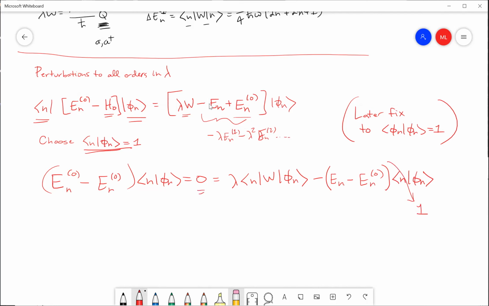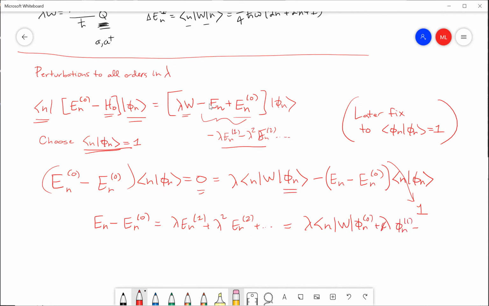So what does it mean? I can just put this over on the other side, and what I'll get is En minus En0 on one side. And what is that anyway? Well, I told you that that's the rest of the series. That's like the lambda En1 plus lambda squared En2. That's like the rest of the Taylor series. That's all equal to lambda ⟨n|W|, and then this is the corrected state. And what's that? That's like the Taylor series of the state. Phi n1, and so on.